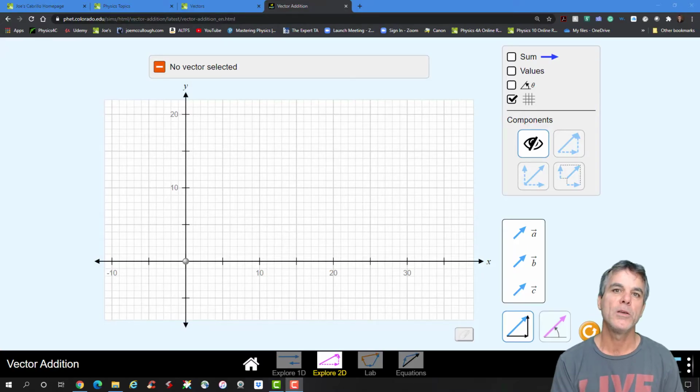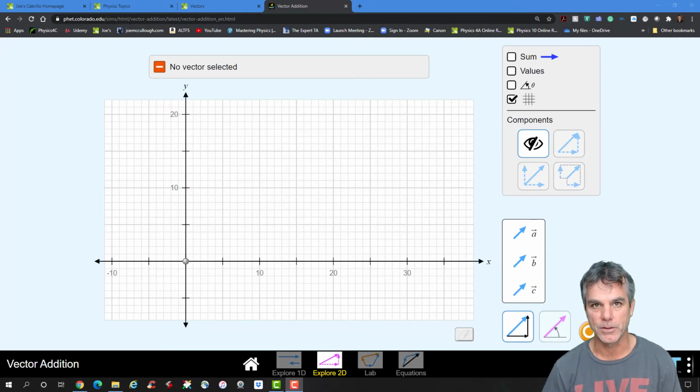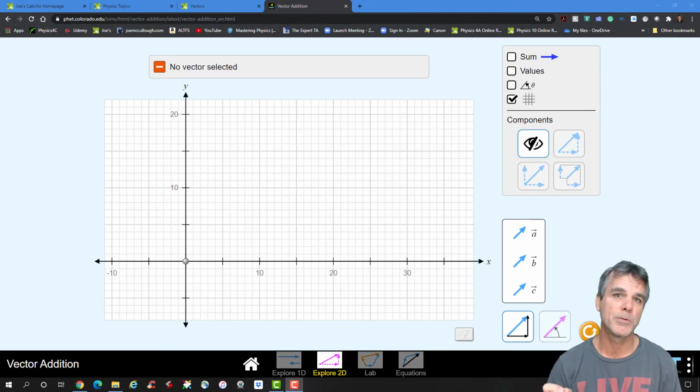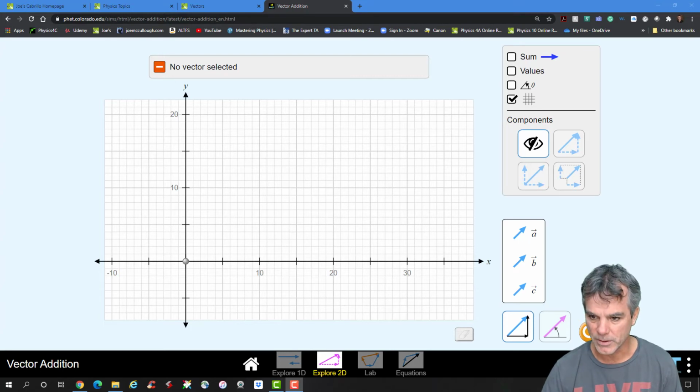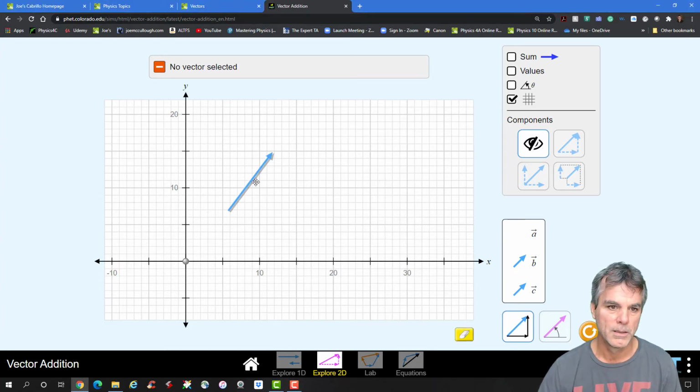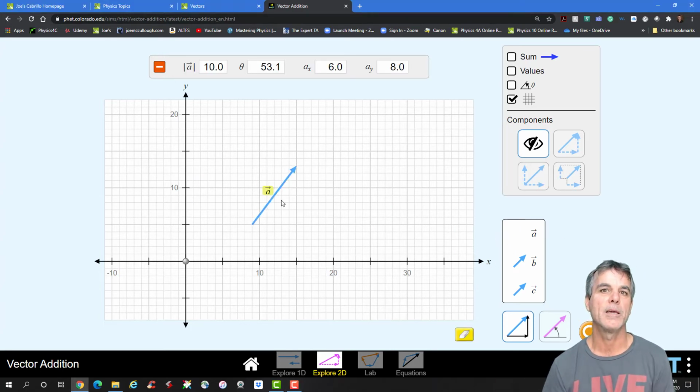So remember, we use arrows to represent vectors. The length of the arrow is proportional to the magnitude of the vector, and the direction the arrow is pointing is in the same direction that the vector points. So let's grab a vector or two and look at adding them graphically.